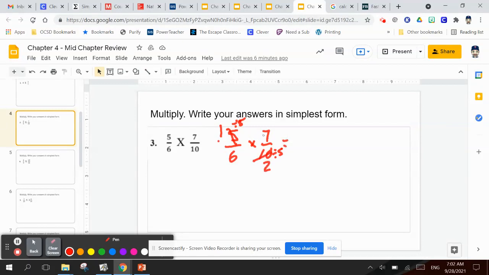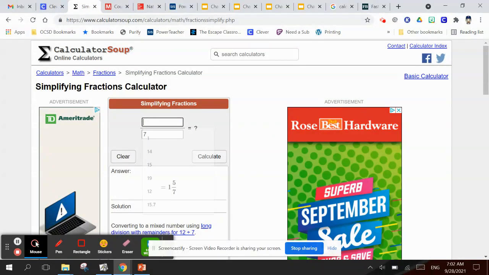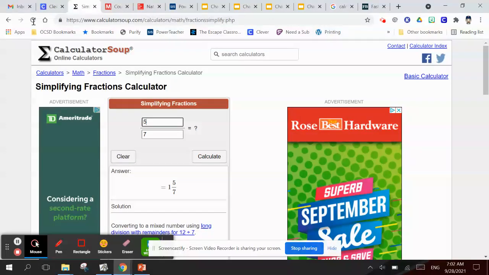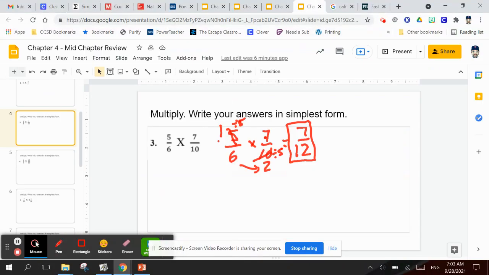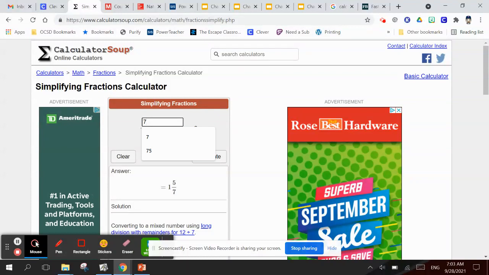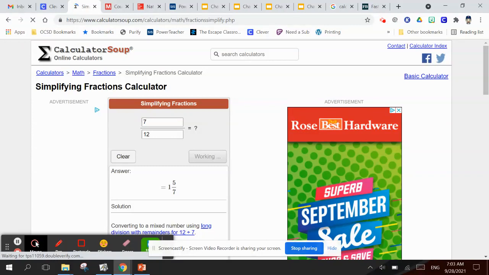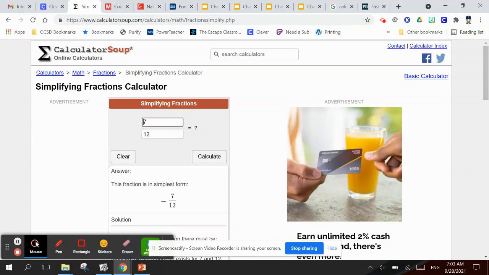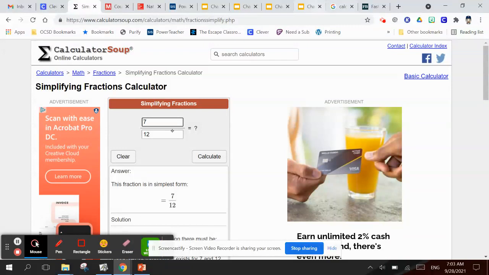Now I can multiply 1 times 7 to get 7, 6 times 2 to get 12, and 7 is a prime number. It only has 2 factors, 1 and itself. This is my final answer. And again, I can go back and do 7/12, calculate, and it will be 7/12. So you can see that stays the same.